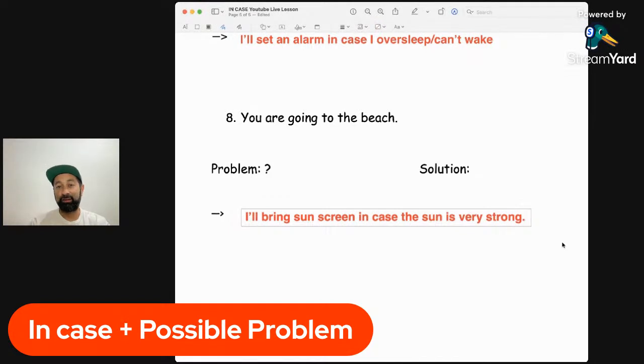Me, I like surfing. So I'll bring my surfboard in case there are waves. So that means if there's the possibility of waves, I'm bringing that surfboard so then I can go surfing.